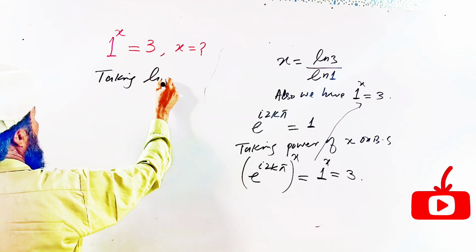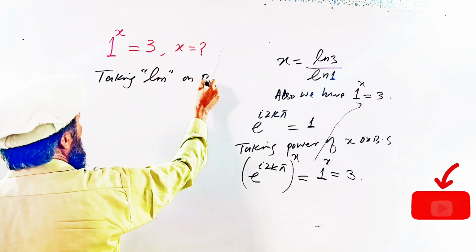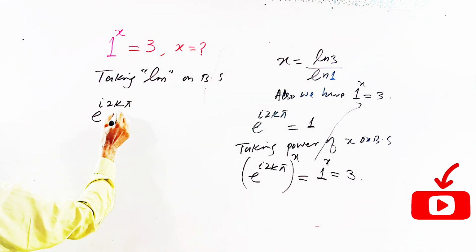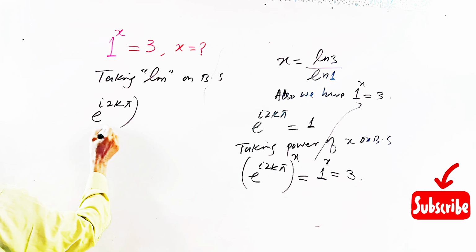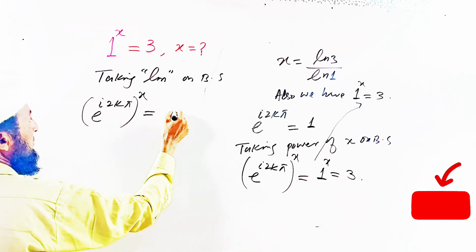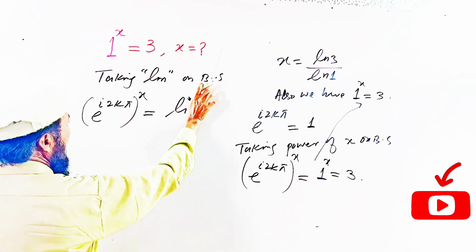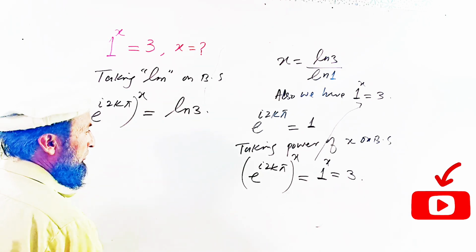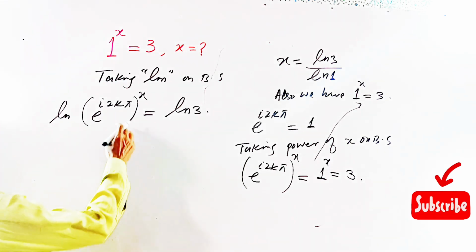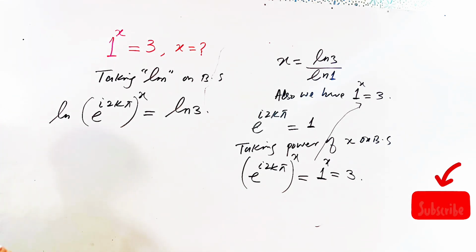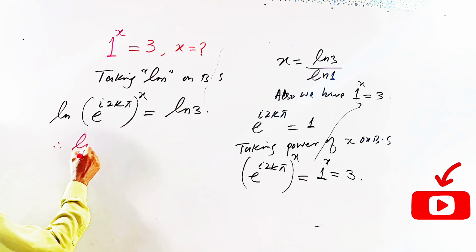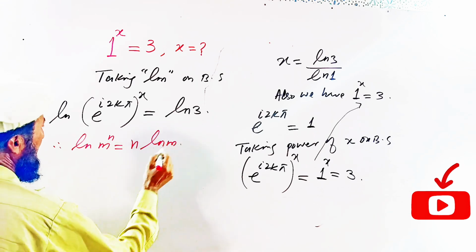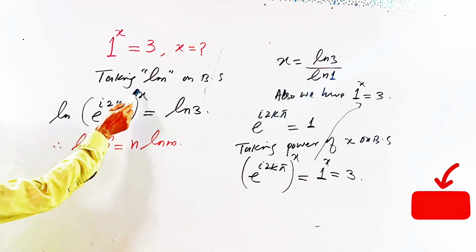So e^(i 2k pi) whole exponent of x is equal to log of 3. We have taken log on both sides. So according to the log of exponent rules, we are using this rule: log m exponent of n is equal to n times log of m. We are applying this rule to change this result.